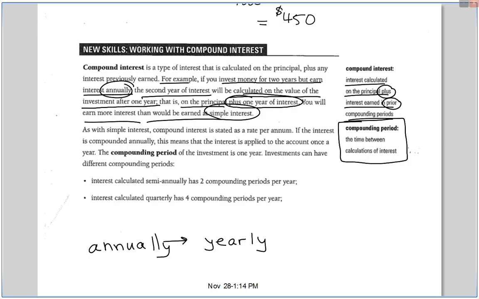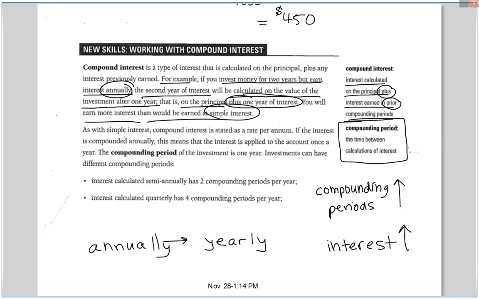Okay? So as the number of compounding periods goes up, so does the interest. So for example, if it's an investment, it's your money, monthly is better than annually. Because you get interest dumped into your account every month, rather than every year. So then you get interest on more money, on more money, on more money.